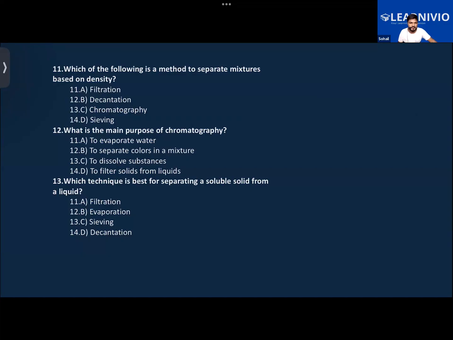Which of the following is a method to separate mixtures based on density? Filtration, chromatography, sieving, decantation. Let's start by canceling out the options which will not be the answer. Is filtration? Filtering only, so it is not. Sieving is also not there.